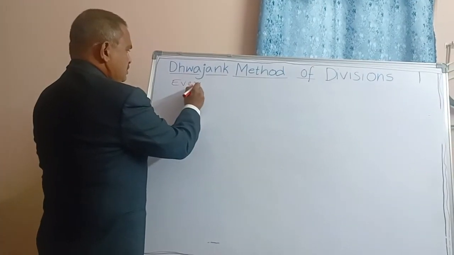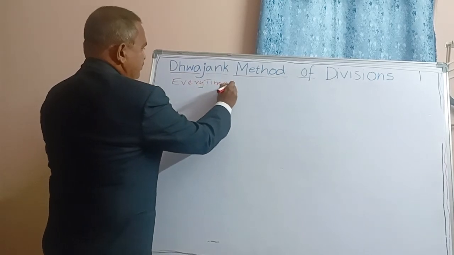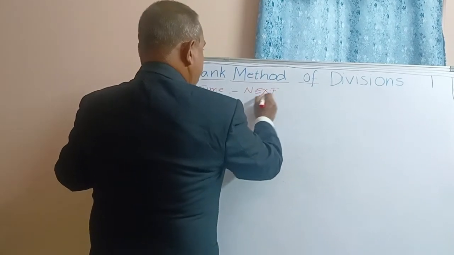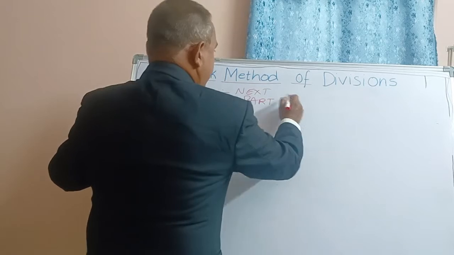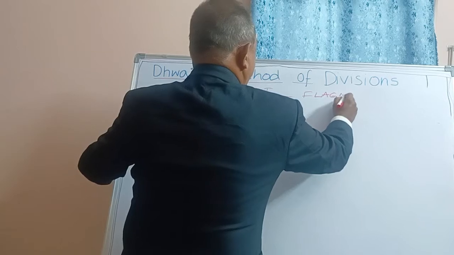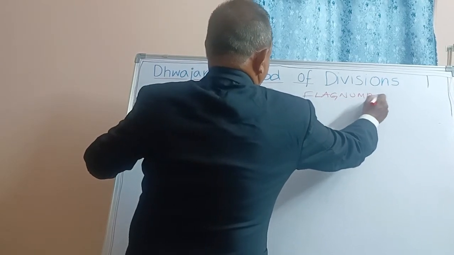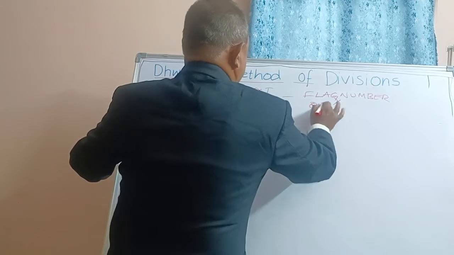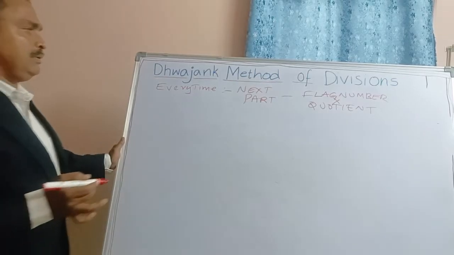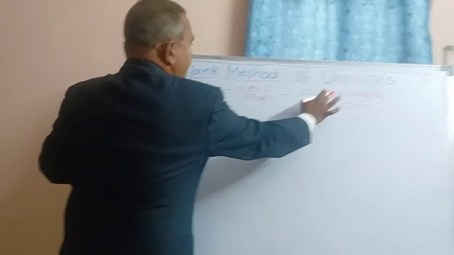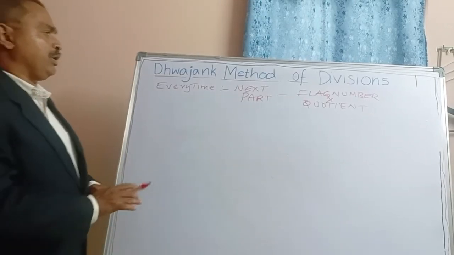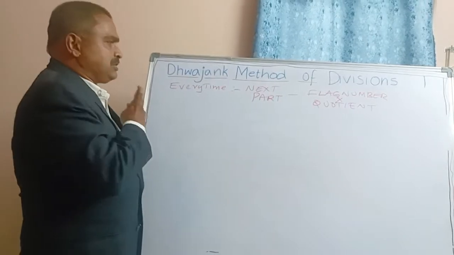That is, every time, next part minus flag number into quotient. Flag number is also called Dvajank. Every time multiply quotient with flag number and subtract from next part. This is the formula we have to remember. Now let us see an example.